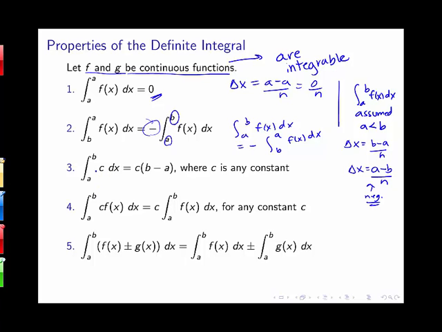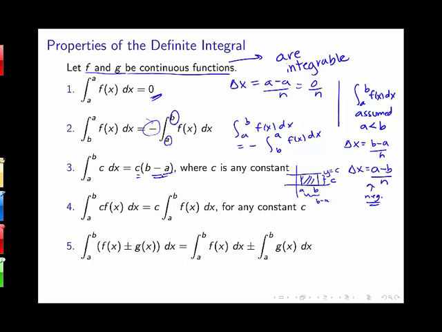Our next property says that the integral from a to b of a constant function is equal to the constant times b minus a. It helps to have a picture in mind for why this is true. If we're integrating c, our function is just the constant, the horizontal line y equals c. So the integral of c from a to b would just be the area of the rectangle that has width b minus a and height c. So that's how we get c times b minus a.